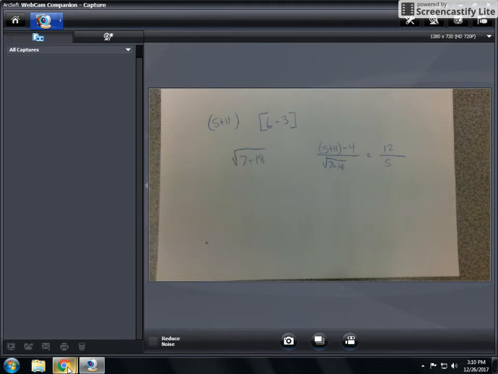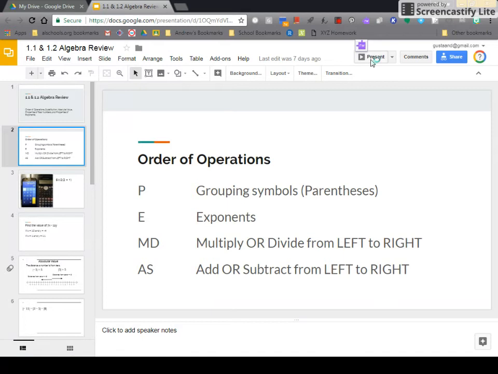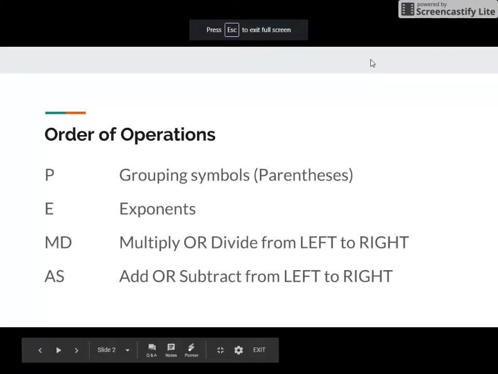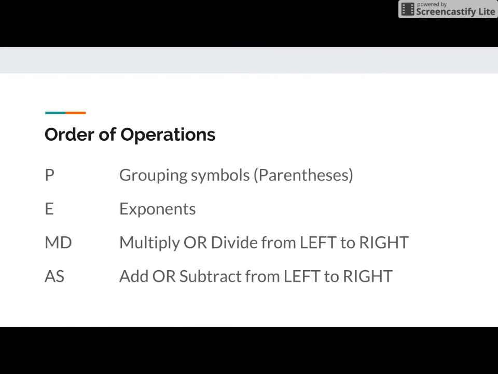So grouping symbols first, then you move on to exponents, then you move on to multiplying or dividing from left to right. And that is important, that it isn't just multiplying and then dividing. I know it's PEMDAS, but the M and the D could be interchangeable. It could be grouping, exponents, divide, then multiply. You have to read from left to right. And so that left to right is important. I'm going to show an example of that here in a minute. Then add or subtract, again, from left to right, whichever one comes first. Subtracting might come before addition. It depends on the problem, but we read from left to right.